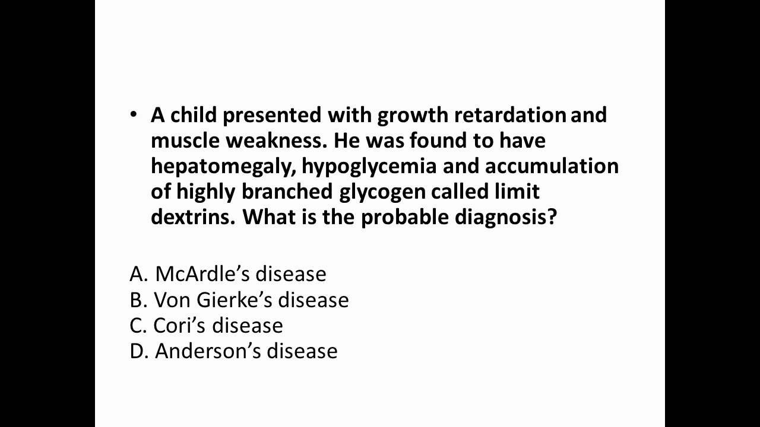The fourth question: a child presented with growth retardation and muscle weakness. He was found to have hepatomegaly, hypoglycemia, and accumulation of highly branched glycogen, limit dextrins. So what is the probable answer? We're going to see that in a minute.